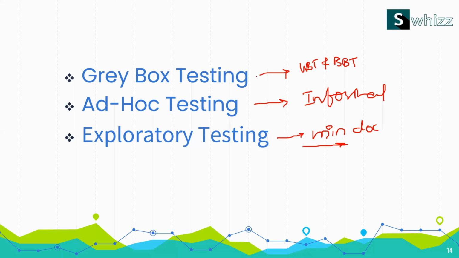Gray box testing is half structured, like scripting testing. Scripting testing means formal testing, where we follow a proper systematic way of testing, unlike informal testing. Gray box testing we can consider as both scripting and informal, because a single person who has white box testing and black box testing knowledge performs the gray box testing. So we can consider it like scripting testing also.